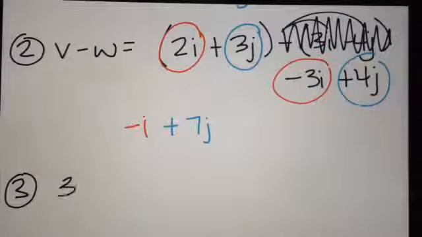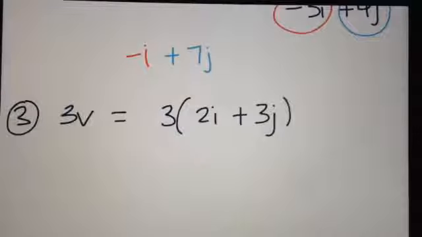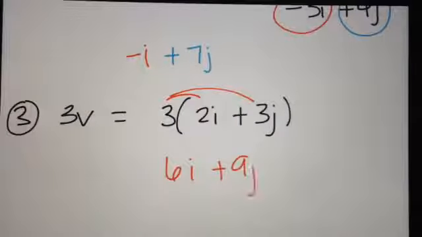Let's say I want to do 3 times vector v. Then I'm going to have 3 times 2i plus 3j. So I can just go ahead and distribute that 3. That gives me 6i plus 9j.